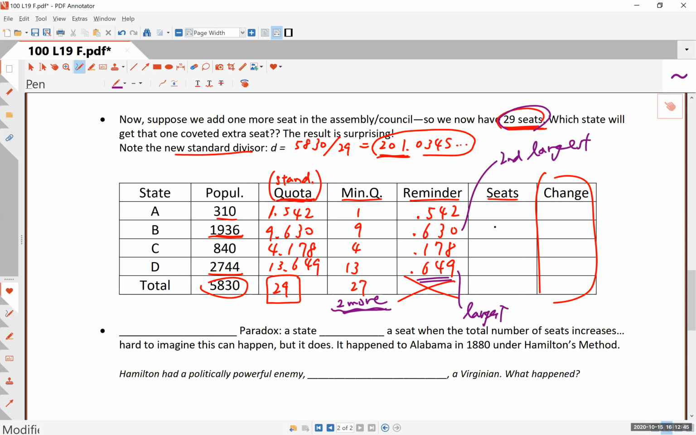So instead of 9, we'll get 10 here. And instead of 13, we have 14 here. The other states do not get any, right? So this is 1 and this is 4, right? Hopefully you have understood what's happening here. Hamilton's method allows this kind of calculation and allows a pretty simple method of choosing the number of seats, okay?